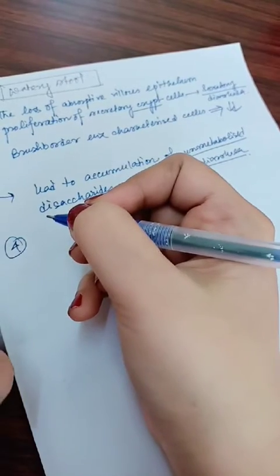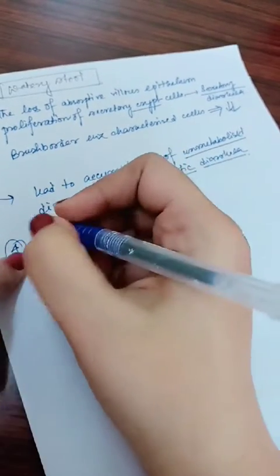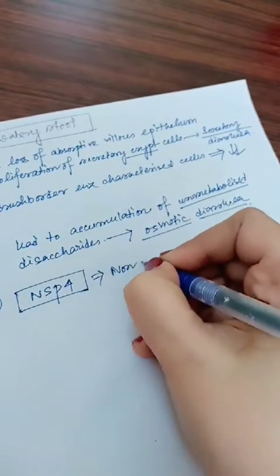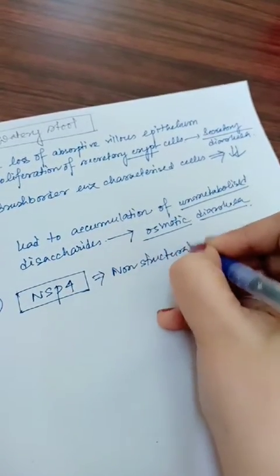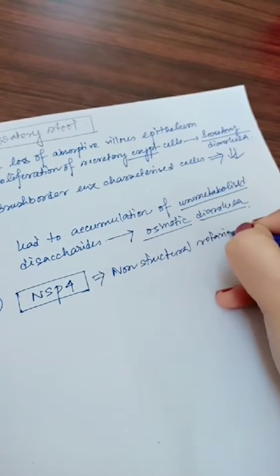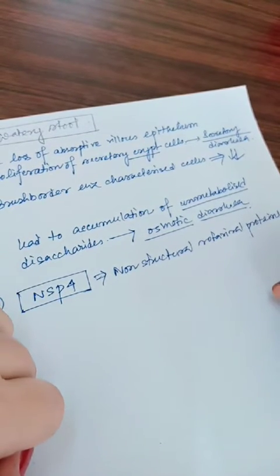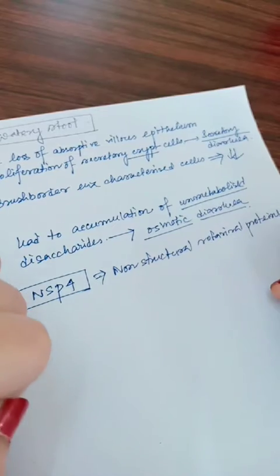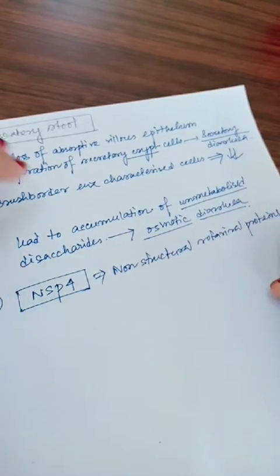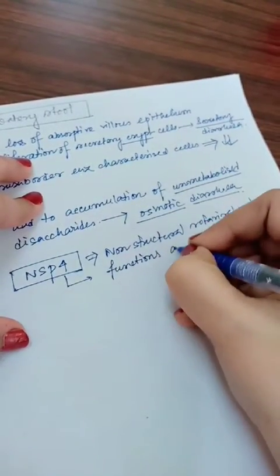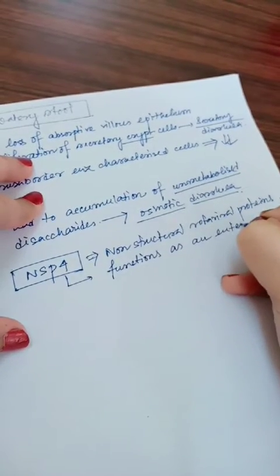Okay. Number 4 is there. Non-structural rotaviral proteins are there. Those are called non-structural rotavirus protein, NSP4. They function as an enterotoxin.